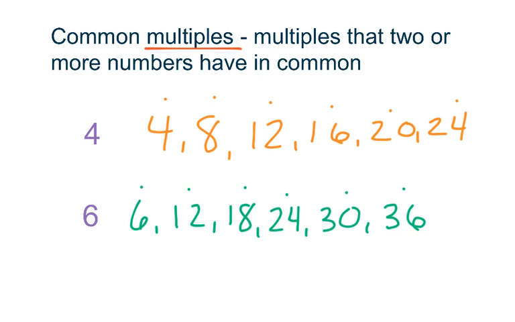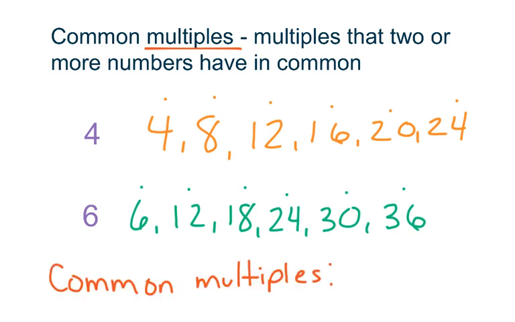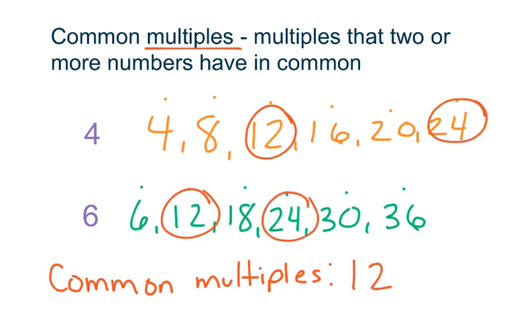Now, my common multiples are going to be things that they have in common, or numbers that they have in common. So when I'm looking at my numbers, and I'm finding what they have in common, I see that 4 has a 12 and 6 has a 12. So 12 is going to be a common multiple. I also see that 24 is similar between both of these numbers. So that is another common multiple.